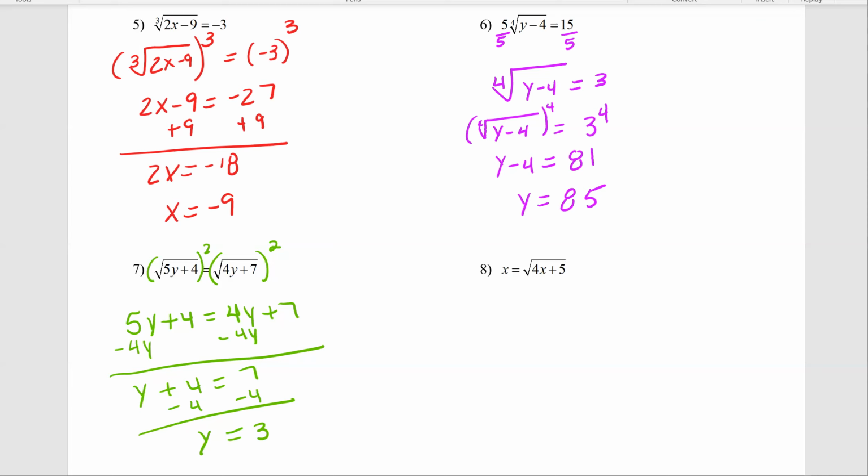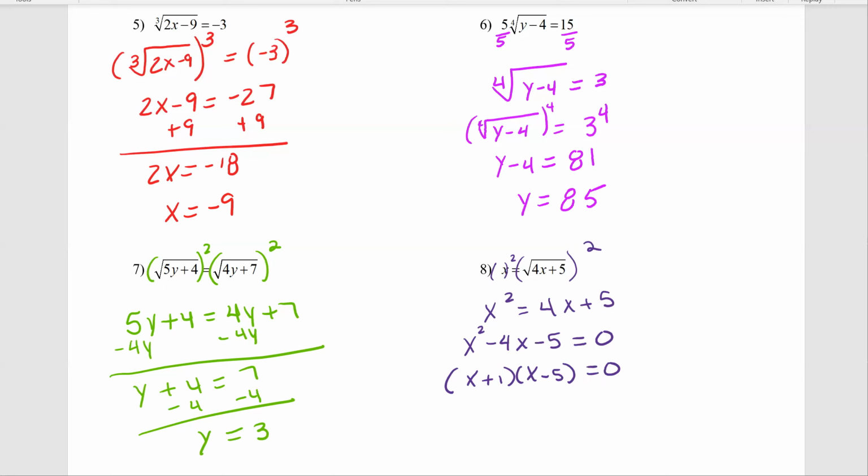And example 8, we will square both sides. We have a quadratic, we have an x squared, so we need to set it equal to 0. And we will factor. And we'll need to check our answers.